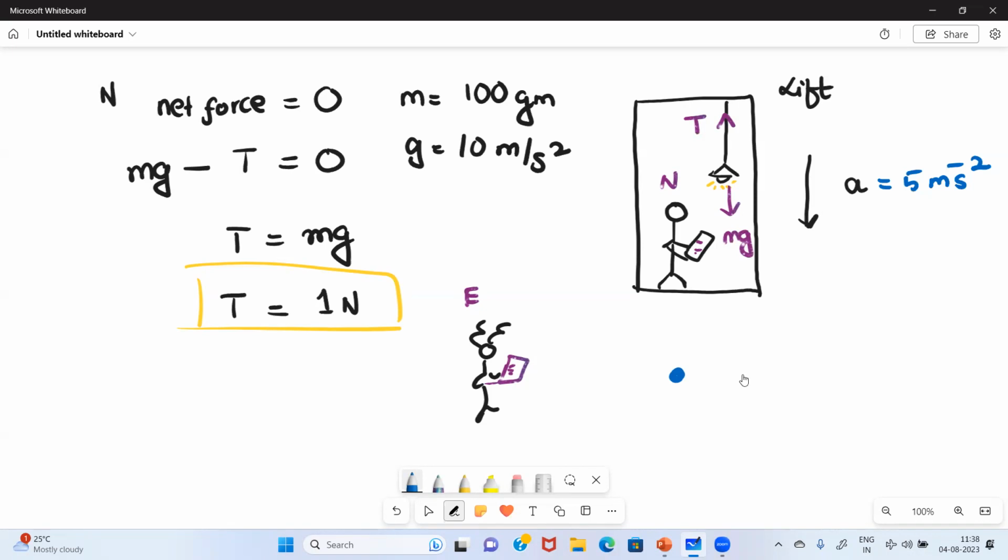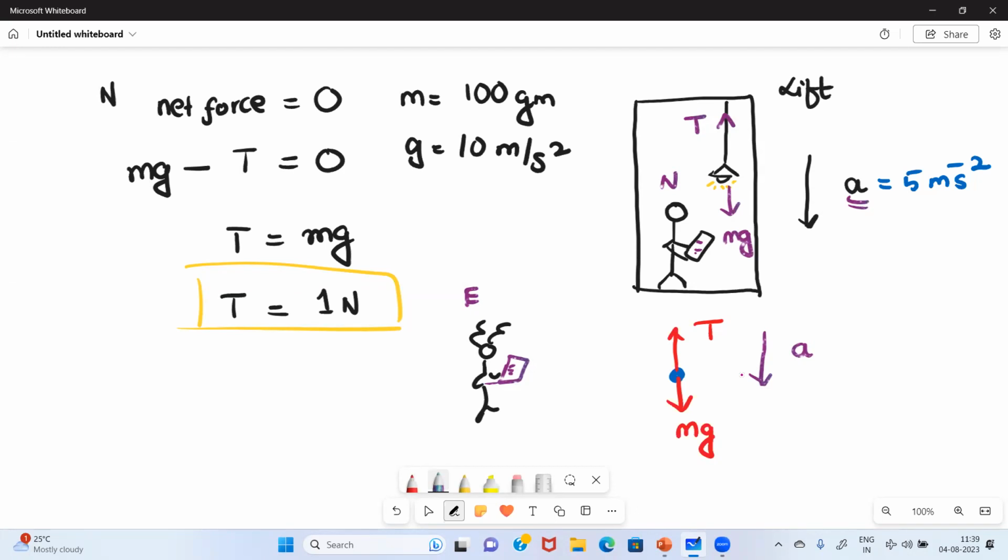Let me write it for you. Mg is acting in the downward direction. Tension is acting in the upward direction. But of the resultant of these two, which is greater, tension or Mg? Mg. Why? Because the body is coming down. Therefore, in which direction is the resultant acceleration? Correct? So how will his equation be?